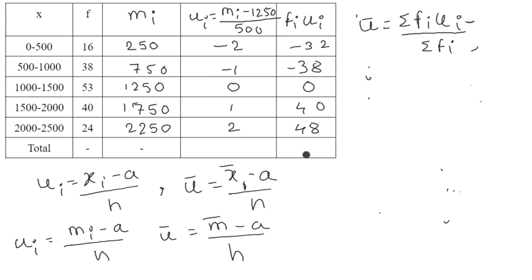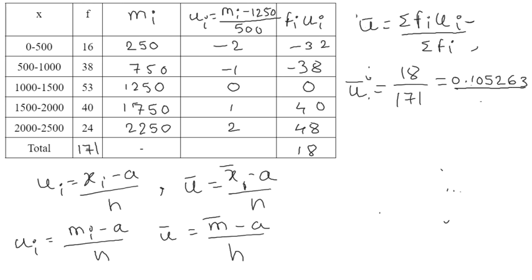Addition of this column is nothing but 18, and addition of summation fi is nothing but 171. Okay, so what is u bar? Summation fi ui, that is 18 upon summation fi, that is 171. So after this division, we got the answer, that is 0.105263. So we got the u bar is equal to this.